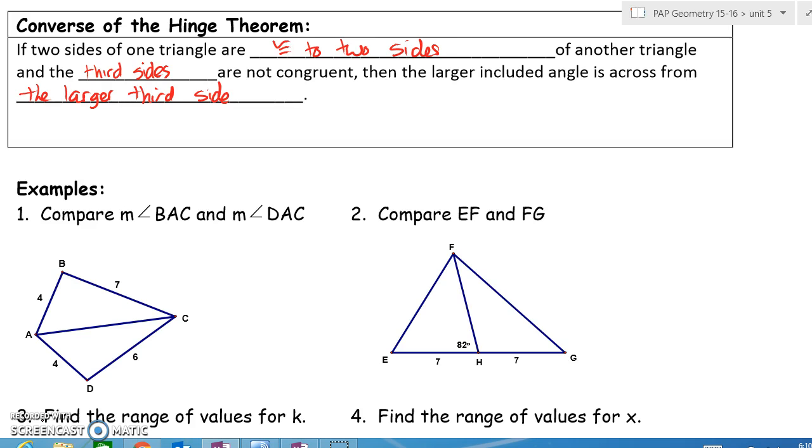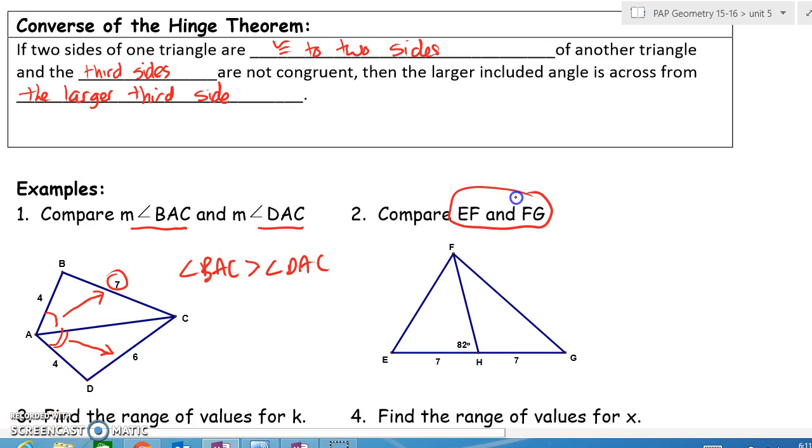And the best way to do that is using example 1. So in example 1, they've asked you to compare BAC to DAC, and that is this angle here and this angle here. Which one is bigger? Well, look at the side that's opposite. Compare that one and compare that one. Which side is bigger? Well, it's clear that 7's bigger than 6, so that means that BAC is greater than angle DAC.